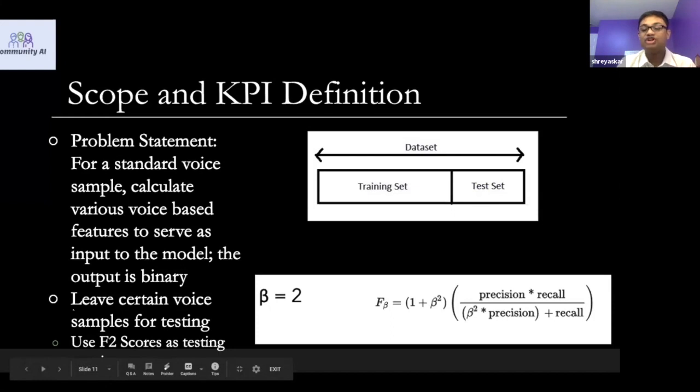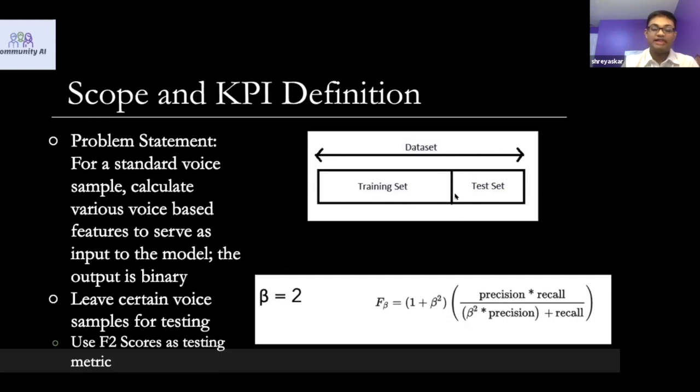However, as you learned in the last lecture, it isn't very advantageous to use all of your data for training and use the same data for testing. A lot of times you would want to separate your set into a training set and a testing set, as you can see here. So I left approximately 30% of voice samples as testing, and I gave the rest, 70%, for training the actual model. In terms of my KPI, I used F2 score as the testing metric, and I'll talk about what F2 score is in just a second.